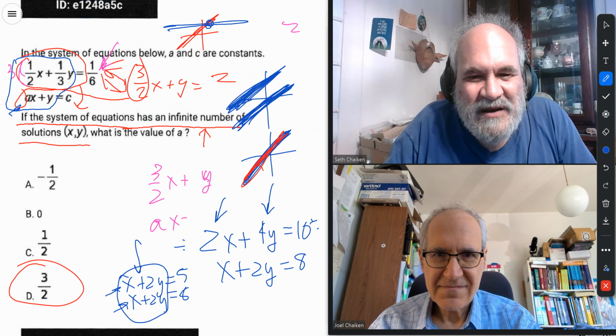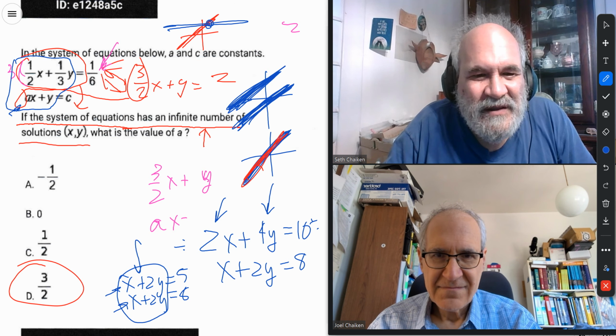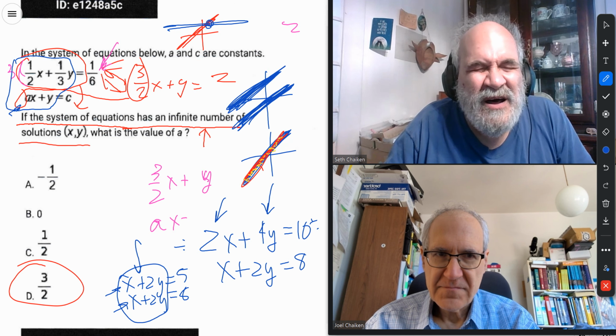What are the infinitely many solutions? The infinitely many solutions are all the points that are on the line.